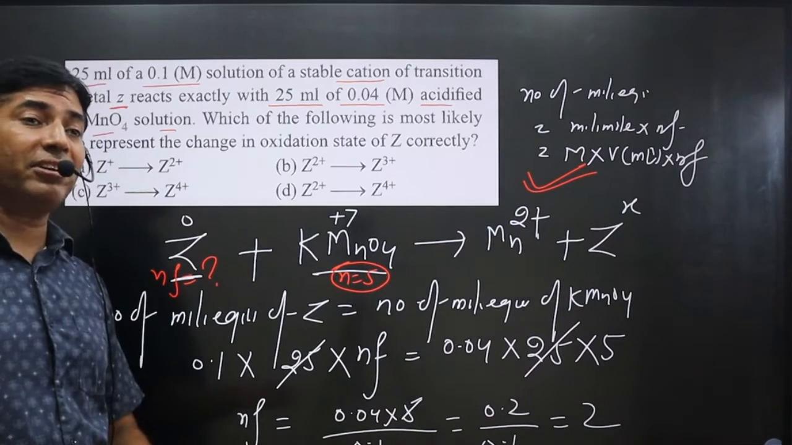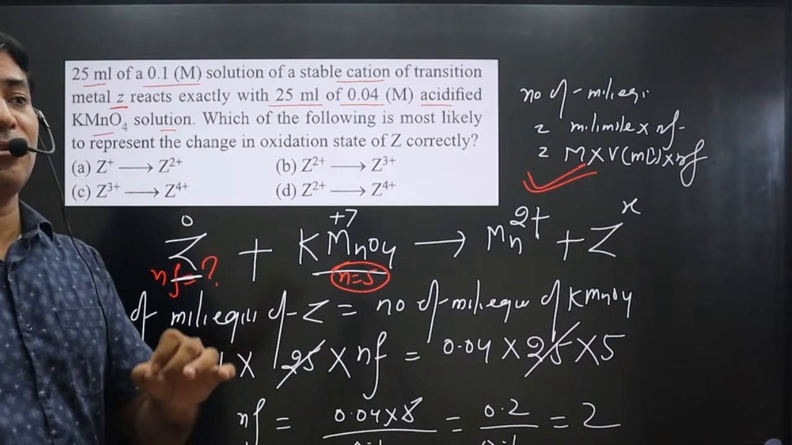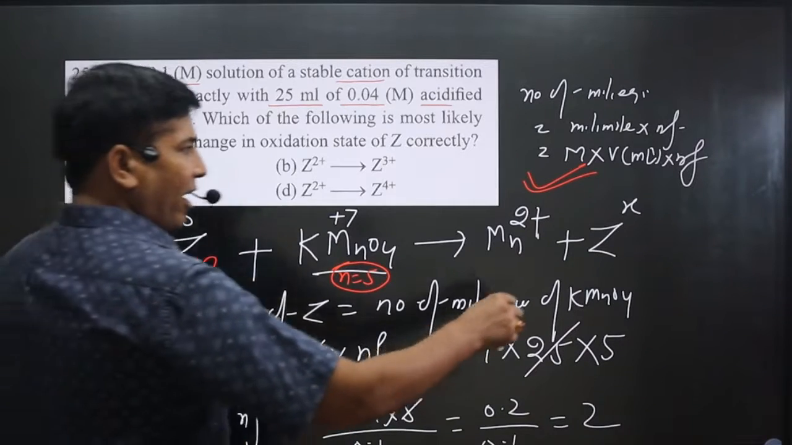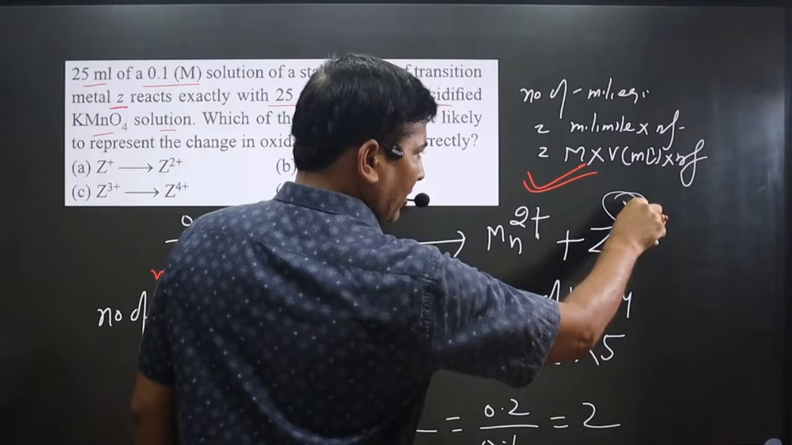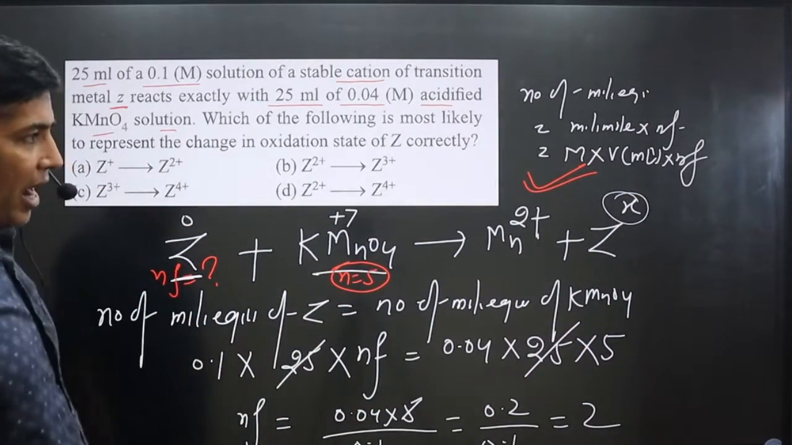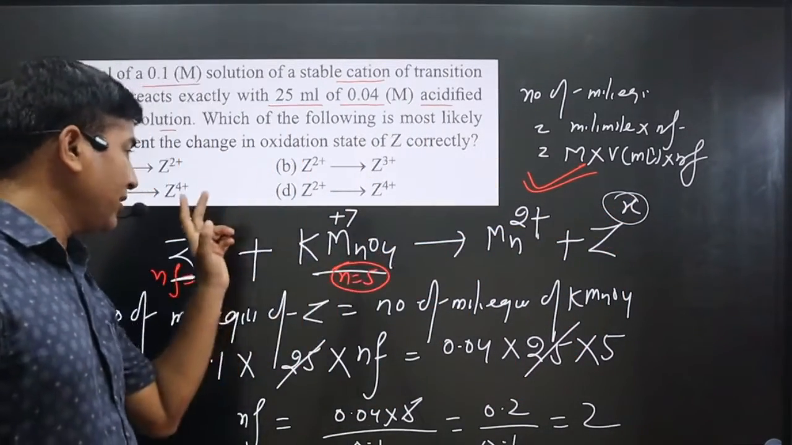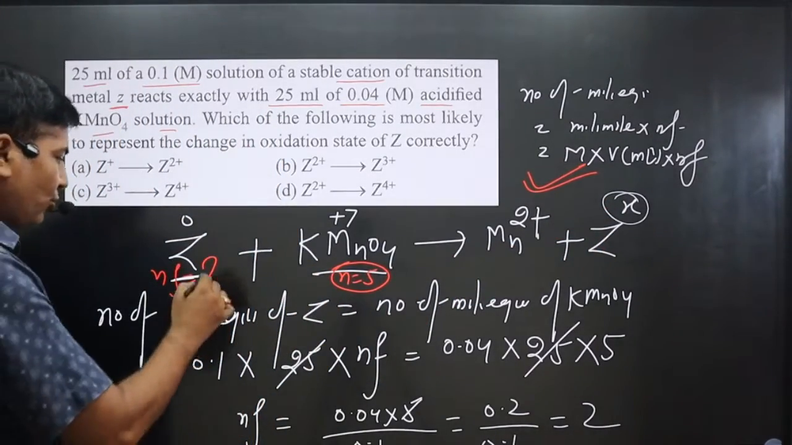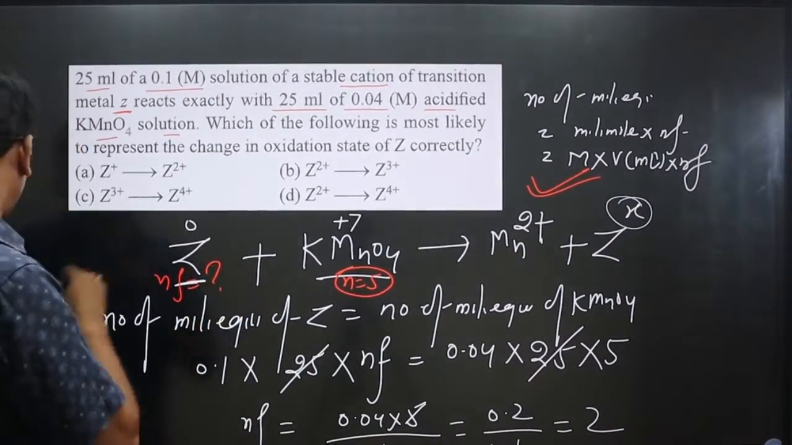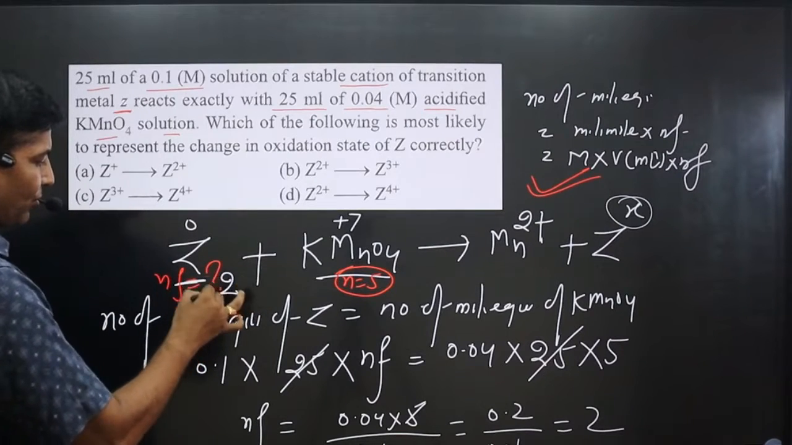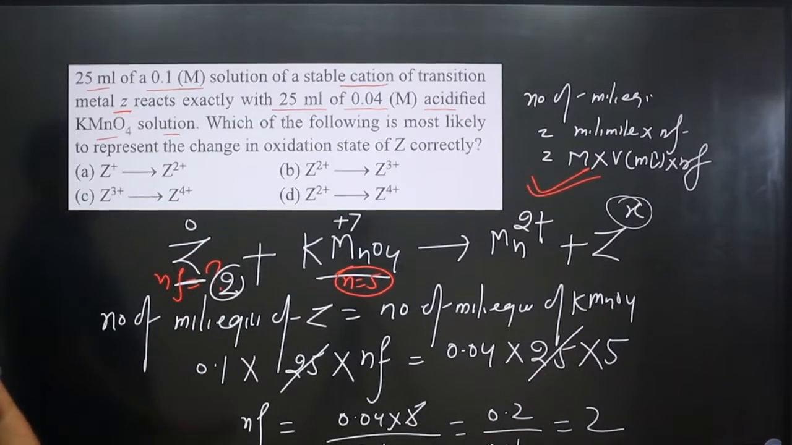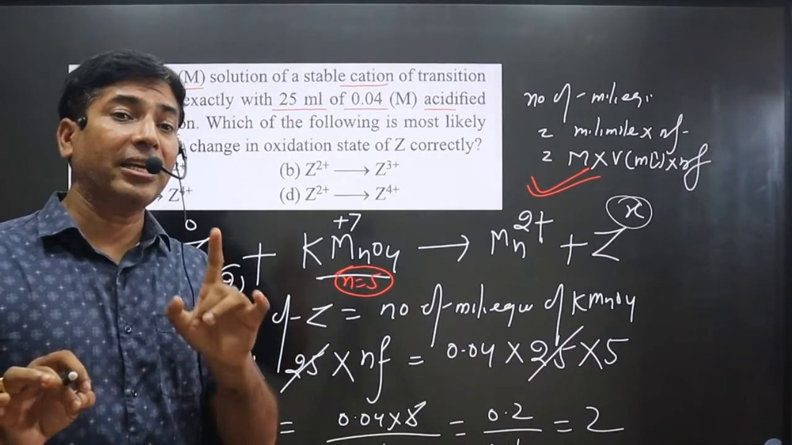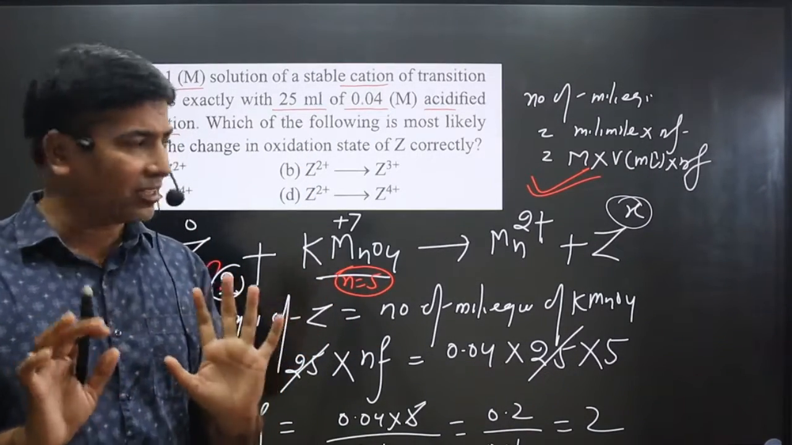How do we calculate the n factor value? It is the difference in oxidation numbers. Whatever the value of X comes here, it is supposed to be greater than 0, and the difference in oxidation number of these two values is always supposed to be 2, because we are getting n factor value 2. In any option in which the difference in oxidation number is 2, that will be the correct option.